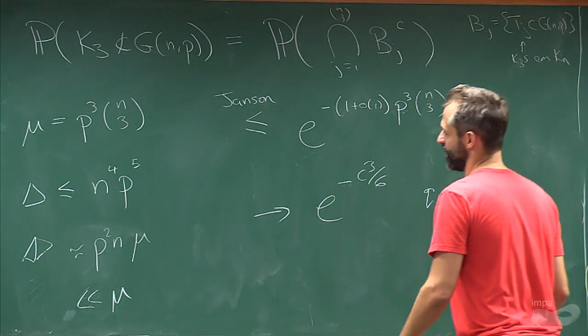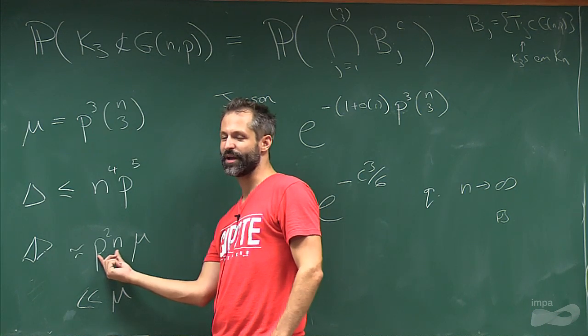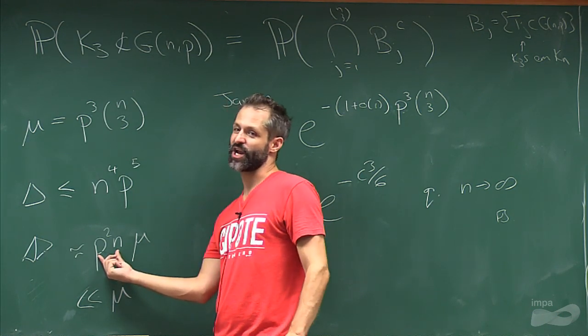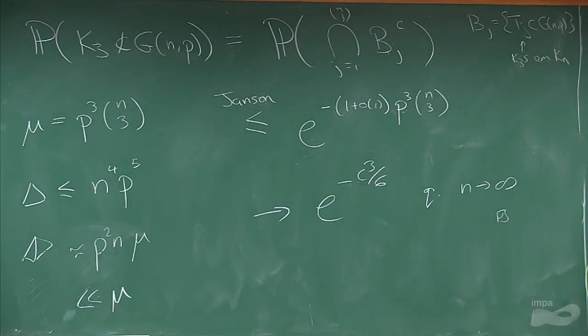So if p squared n were not small, so if p is bigger than 1 over root n, things change, and then the triangles interact a lot. But at least when p is much smaller than 1 over root n, then they're more or less independent.